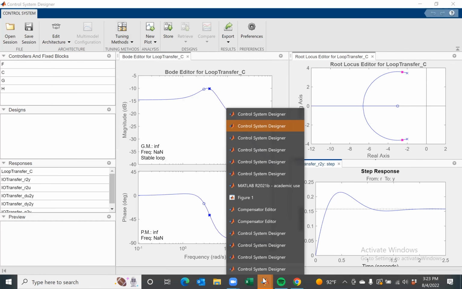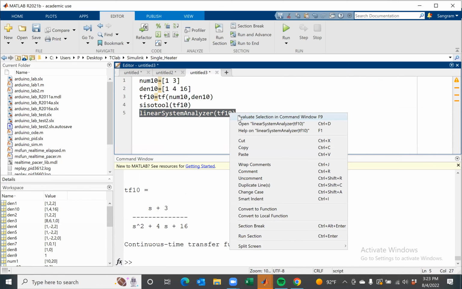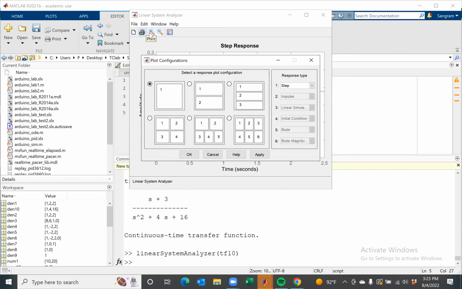Now, the next tool which I want to show you is the Linear System Analyzer. So run this. Here, you can look at different plots. You can look at step, impulse, all these six plots. So basically step, impulse, linear simulation, initial condition, pole zero, all these plots you can plot at the same time. So this is another important tool inside MATLAB that can be used for analysis.